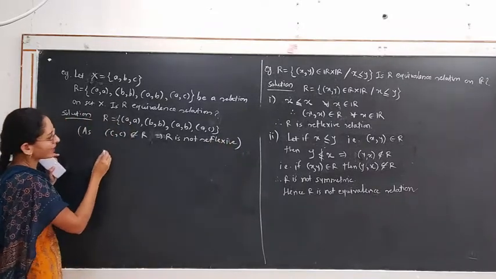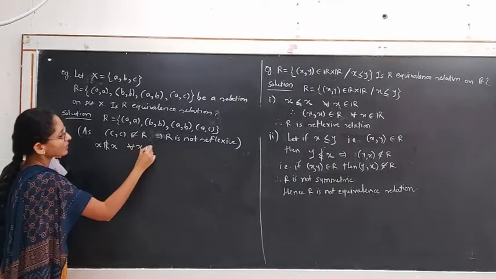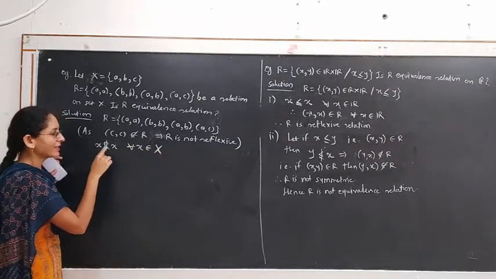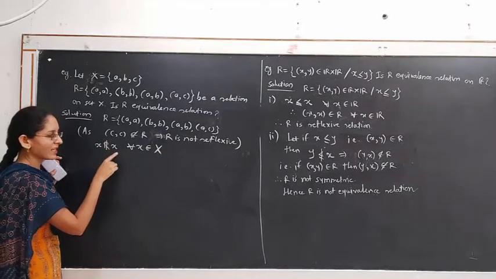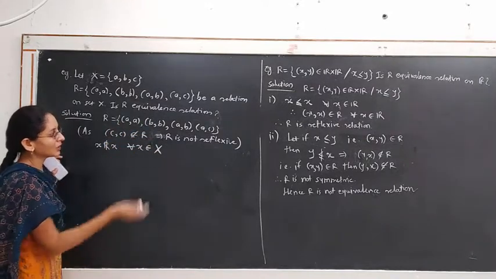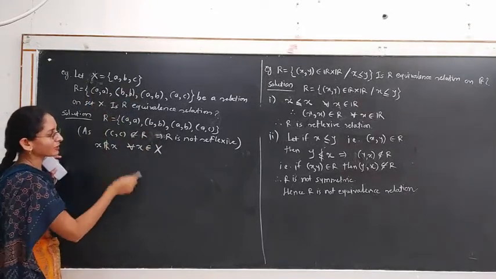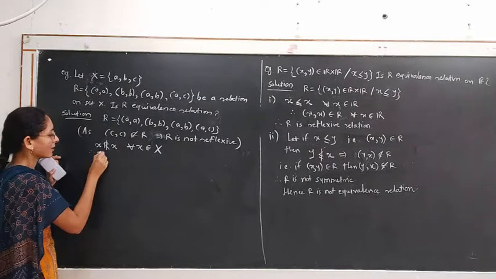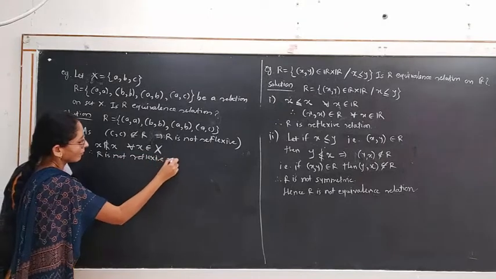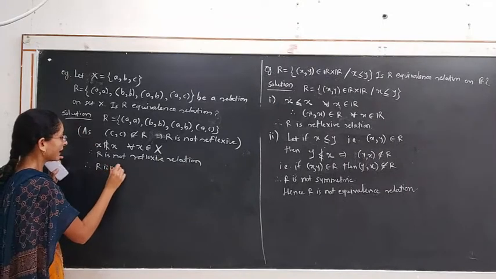Also, we say that X is not related to X for all X belonging to set X. If we consider any element of the set X, then it is not related to itself. For all X belonging to X, A and B are related to themselves, but the element C belonging to set X is not related to C. Hence, R is not a reflexive relation. That is, R is not an equivalence relation.